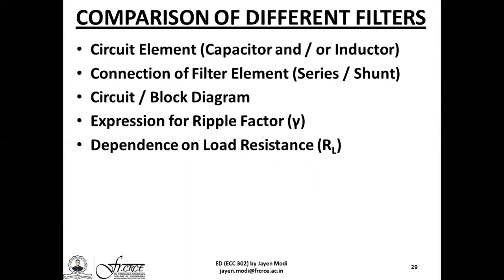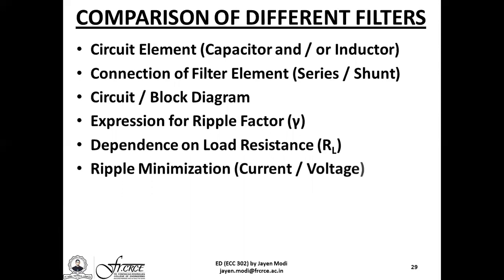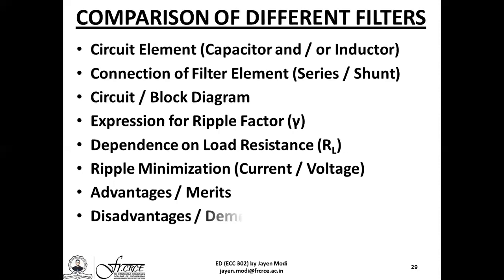And finally, for the CLC or the pi type filters, ripple factor is once again inversely proportional to the load resistance RL. The next point will be which ripple component has been minimized, either the current or the voltage. Next, we have the different advantages or merits offered by each filter: C filter, L filter, LC filter, or the CLC filter. And last but not the least, we can have disadvantages or demerits or limitations or drawbacks for each case.